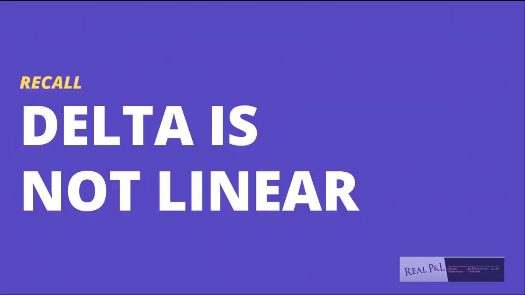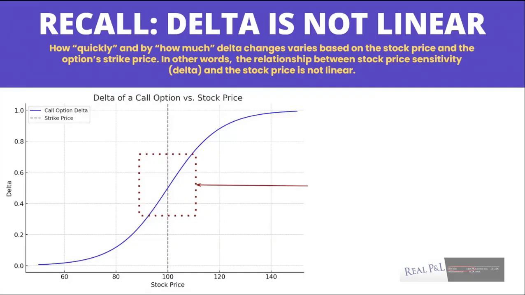So recall, delta is not linear. How quickly and by how much delta changes varies based on the stock price and the option's strike price. In other words, the relationship between stock price sensitivity, delta, and the stock price is not linear.